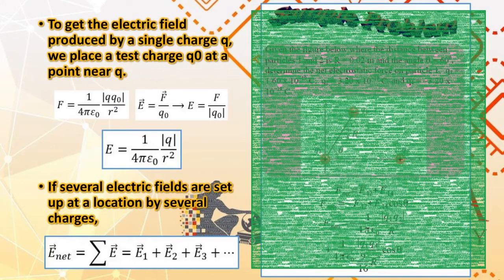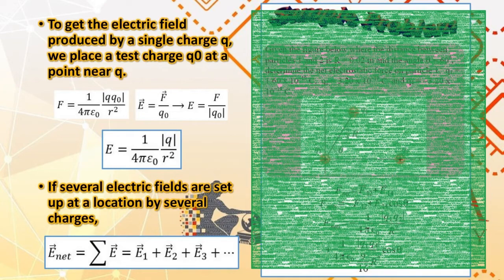Now, E is equal to F over q naught. Again, E is produced by charge Q and E will apply force F on test charge q naught, which is a distance r from Q. E is produced by Q. In terms of Q, the magnitude of E is equal to 1 over 4 pi epsilon naught, absolute value of Q divided by r squared.